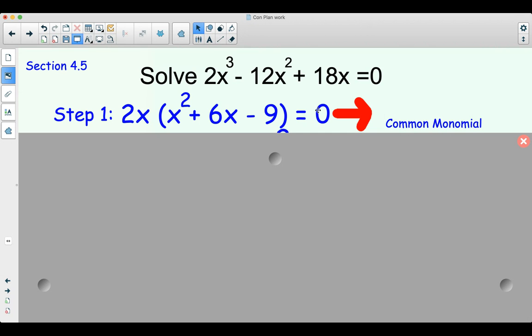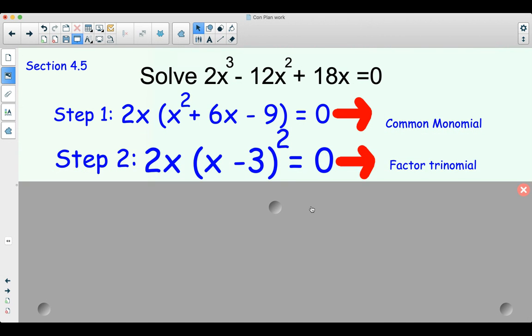Ask yourself, what's my next step after I get to this point? I want to factor this trinomial. After I factor it, using the factor method that you guys like to do, I'm going to get x minus 3 squared, because it's x minus 3 times x minus 3. So I put it as x minus 3 squared. All I did was factor the trinomial.